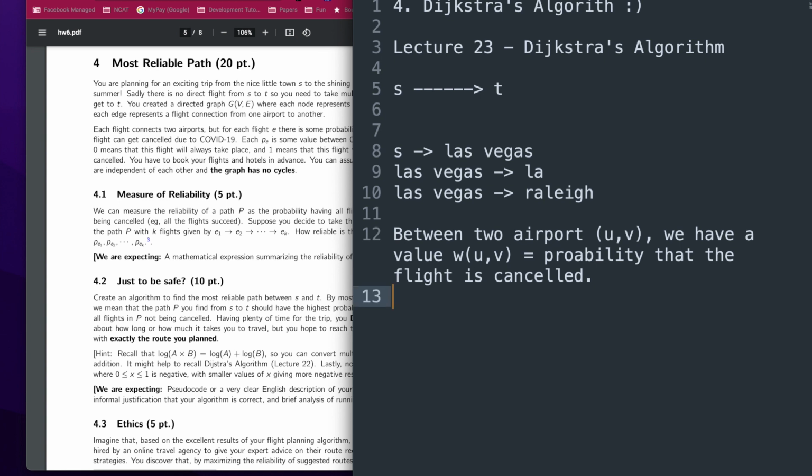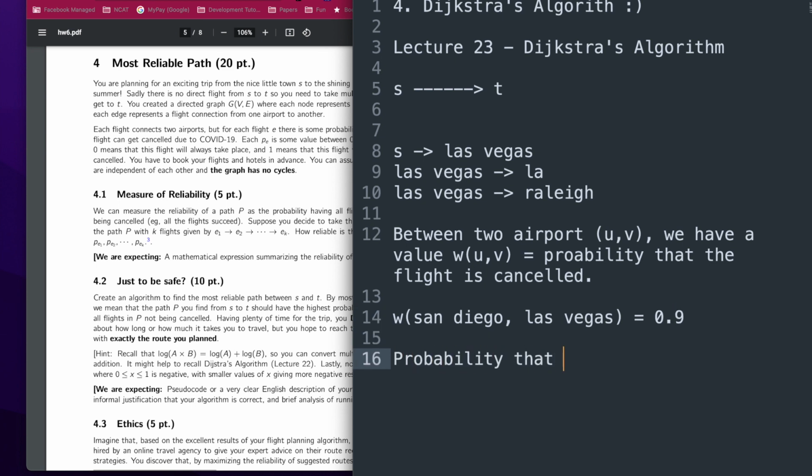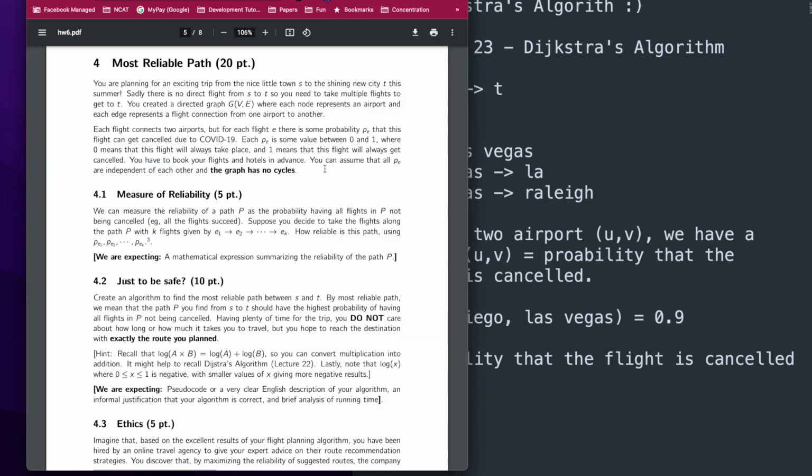Okay, so again, if the weight from, let's say, San Diego to Las Vegas is 0.9, then that means the probability that the flight is canceled is very high, actually. It's 0.9 probability. So that means that flight is probably going to get canceled. So you don't want to take that flight. Well, I mean, you might if it's the best, but maybe you don't, right?